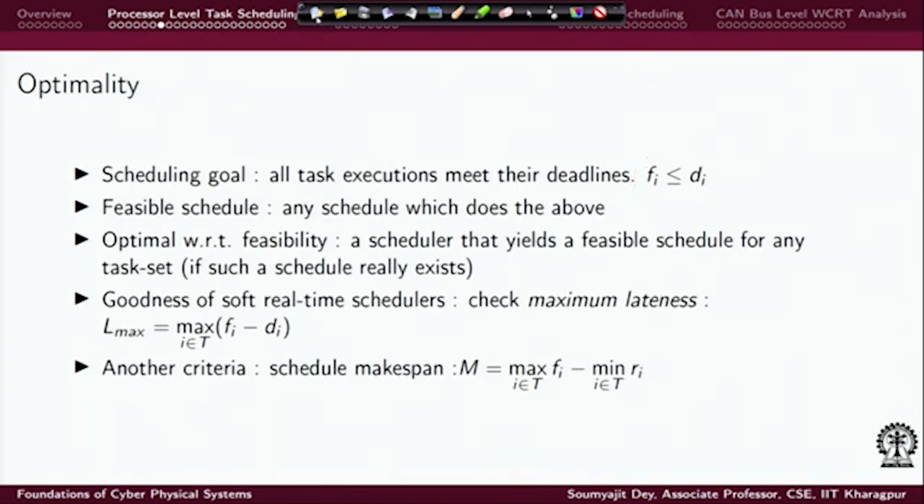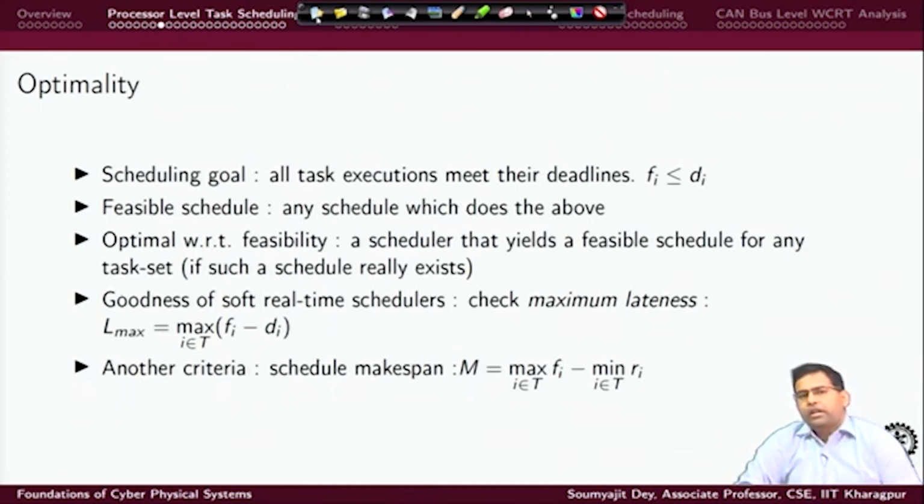Now, there is this terminology called optimal with respect to feasibility. What it means is a scheduler that yields a feasible schedule as long as one exists. So, I am saying optimal not with respect to execution time. Notice this: first I have defined what a feasible schedule is, that means it satisfies the timing constraint, and then I am not saying optimal with respect to execution time, but I am saying optimal with respect to feasibility.